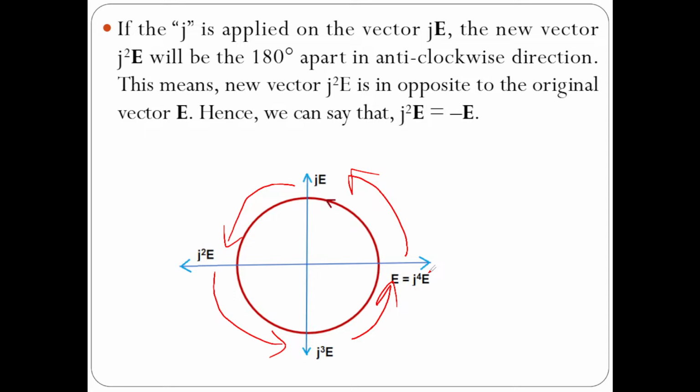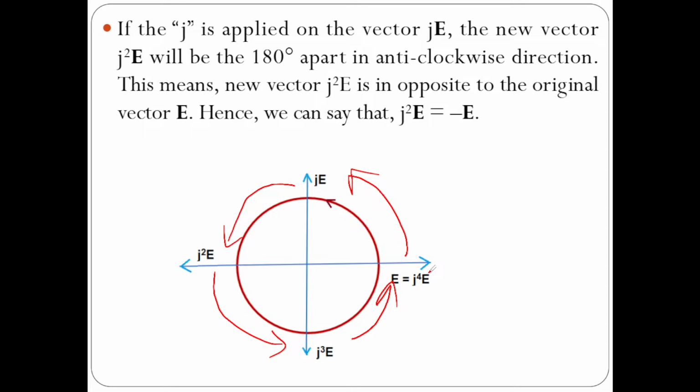If you observe here carefully, E is equal and opposite to J square E. So I can say J square E is equal to minus E, or E is equal to minus J square E.